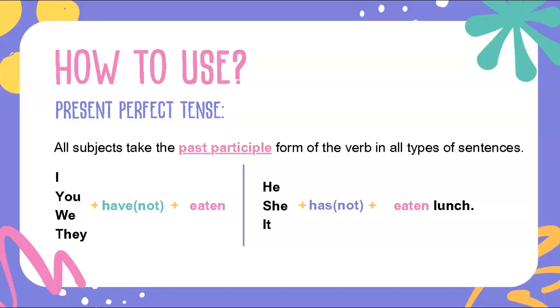For example, for he, she, it, we use has, and for I, you, we, they, we use have. In the negative forms, we use haven't or hasn't, and we always use the past participle, as you see, eaten, we can say. That is the third form of the verb, and that's the case.